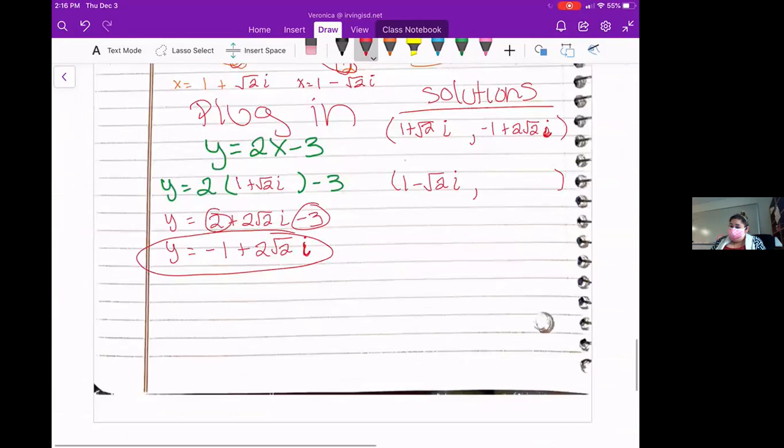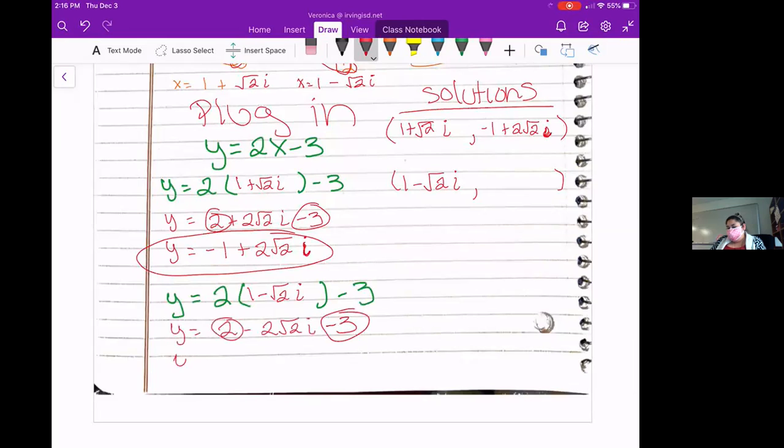And then we're going to do it again. So we're going to have y equals 2 times 1 minus square root of 2i. Distribute. You're going to end up with y equals 2 minus 2 square root of 2i minus 3. Combine like terms, y equals negative 1 minus 2 square root of 2i. So negative 1 minus 2 square root of 2i.